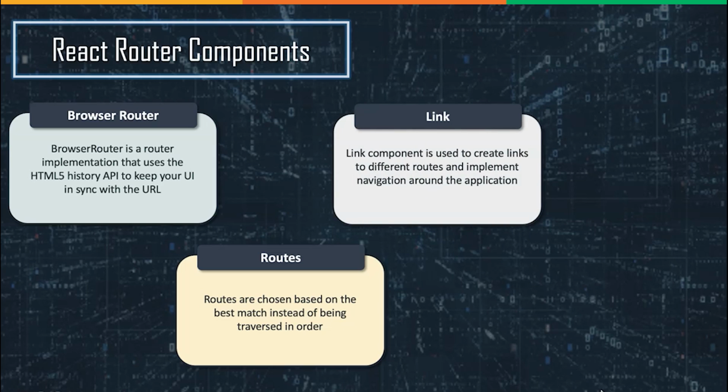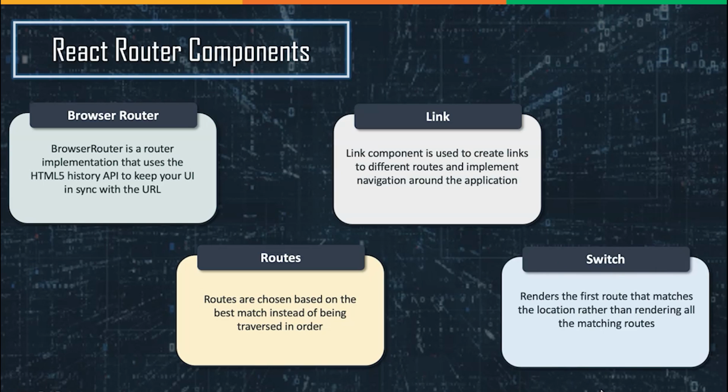Now we have Link. Link components are used to create hyperlinks, like the a href we use in HTML pages, but different from a traditional application, it is designed mainly for navigation throughout the application. And now we have Switch. Switch renders the first route that matches the location, rather than rendering all the matching routes. It is like a typical switch case: whichever matches first, it makes available and comes out.